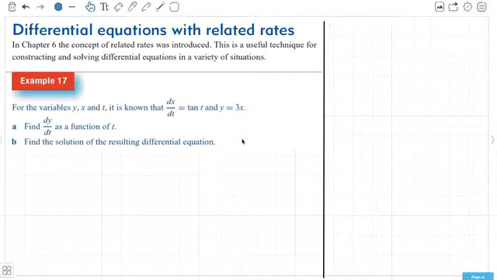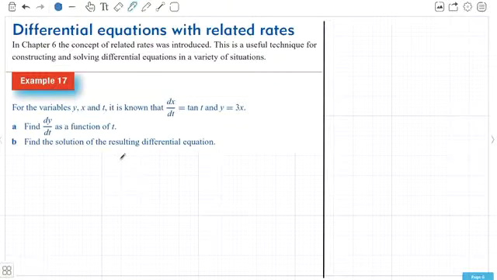In this section we're looking at differential equations with related rates. So this moves us back to that section where we looked at related rates, so using the chain rule to find different differential quantities. And this time, because we now know how to solve differential equations, we can actually solve the equations that we get.